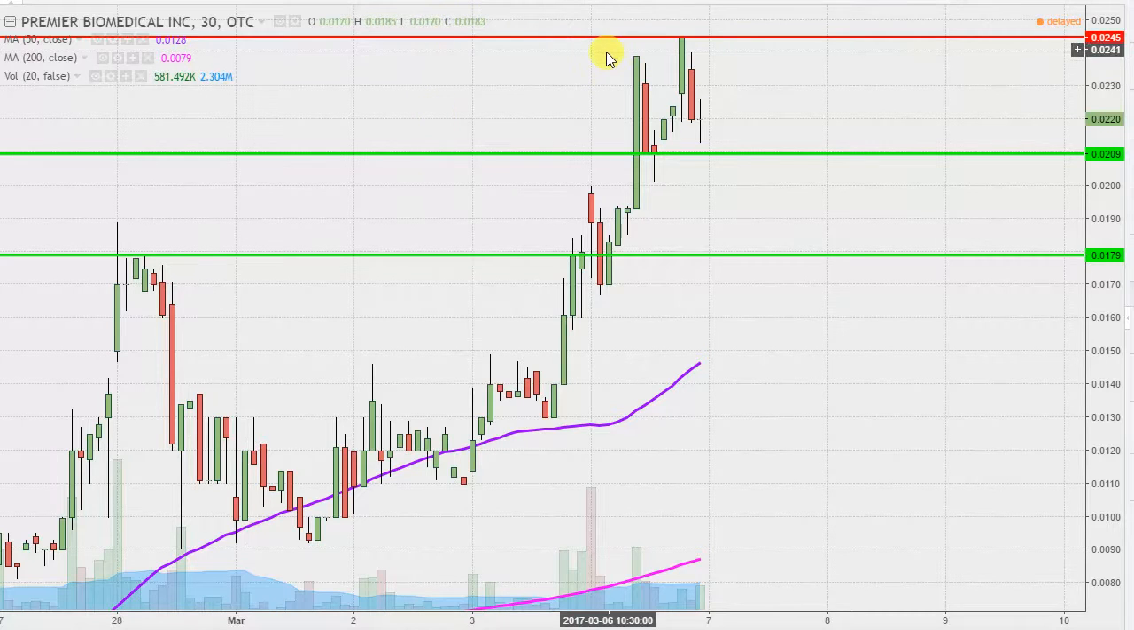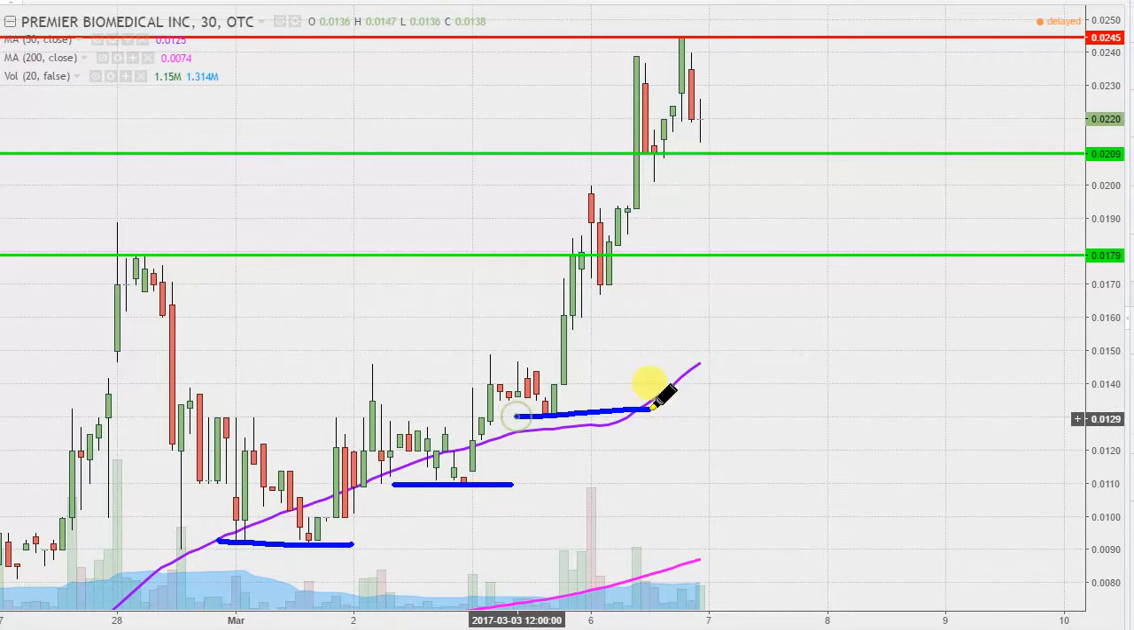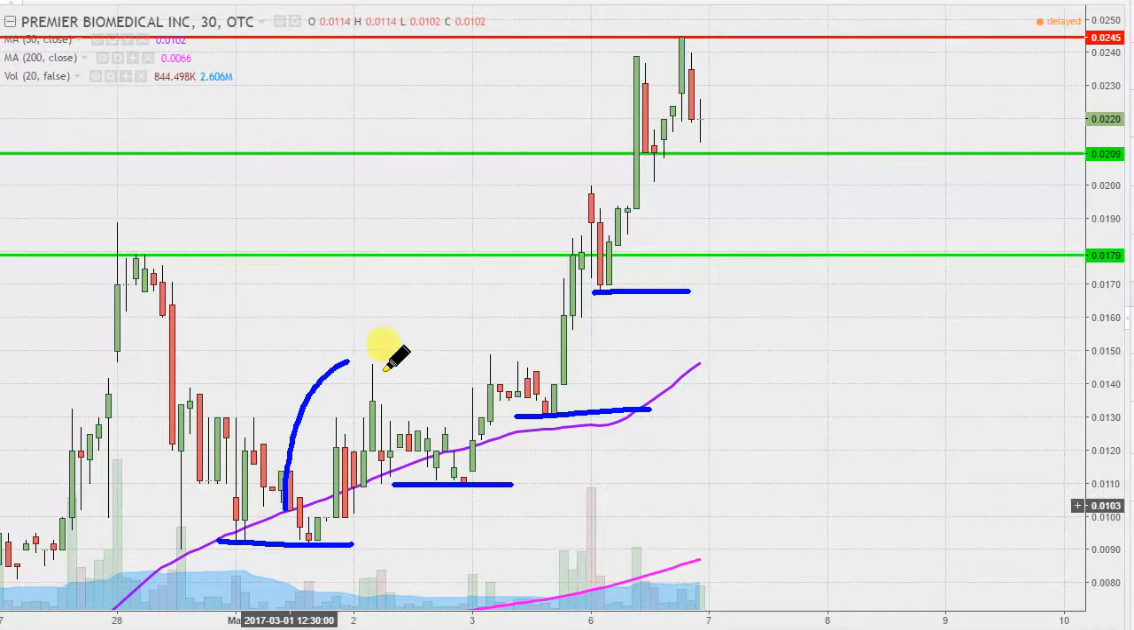Reason I'm just talking about one level of resistance is, in my opinion, top priority right now is not breaking levels of resistance. Top priority is just going through healthy consolidation, building higher bases, because as this chart has already shown, as long as the chart is building higher bases, putting in those higher lows, the long-term chart has continued to take care of itself.